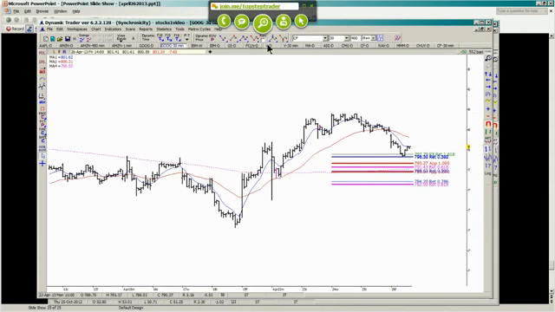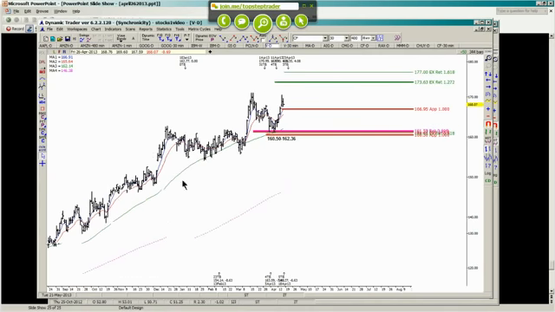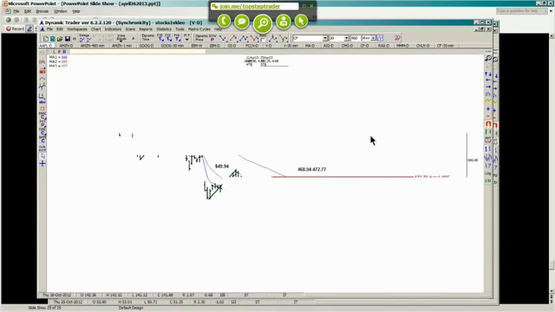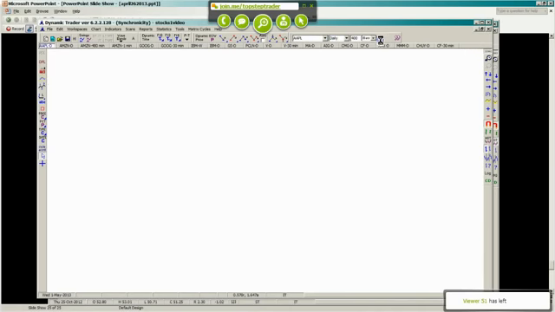All right, next question is from Sheila. Sheila has a question. How do you define a cluster? I replicated your fib lines on Apple daily, and it's not clear where the clusters are. Well, the definition of a cluster is the coincidence of at least 3 Fibonacci price relationships that come together within a relatively tight range. So I'll just show you.